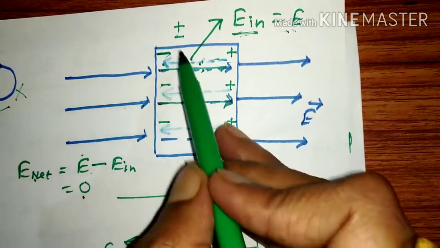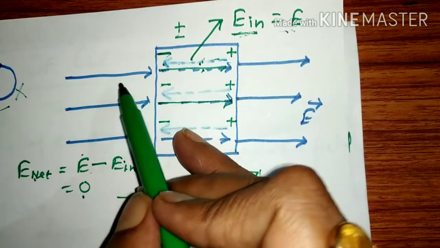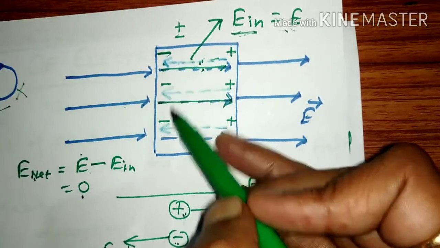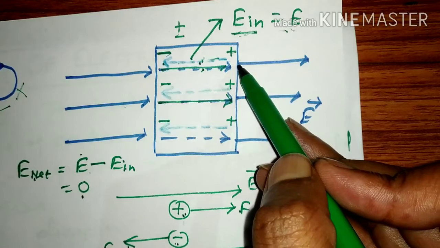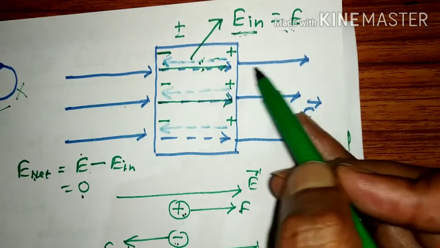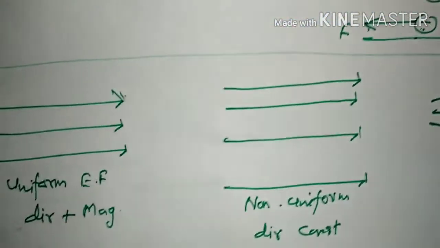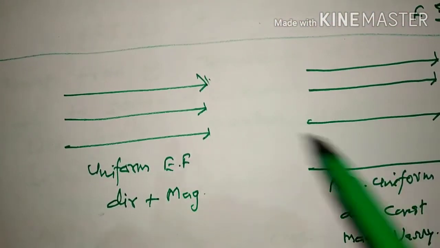So if a conductor is kept in the path of electric field, inside the conductor the net electric field will be 0 and the electric field will continue from the further face, from the opposite face of the conductor. Now some other points about the electric field, representation of electric field.